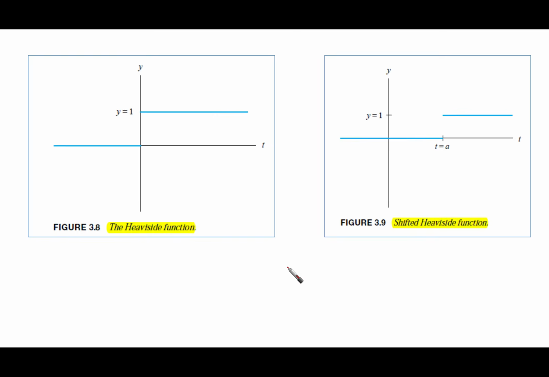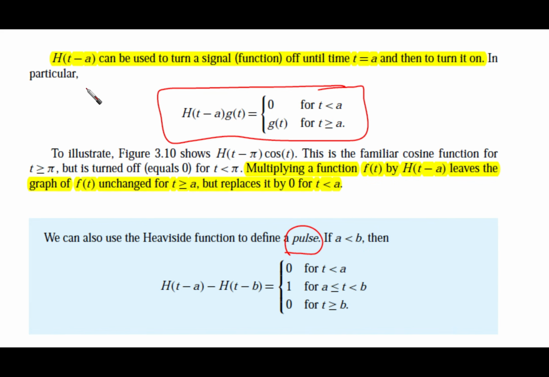Okay. So this is why h of t minus a can be used to turn a signal off until time a, and then to turn it on. This is very famous in electrical engineering, for those who are going to major in electrical engineering. In particular, if we have a function g of t and multiply it by h of t minus a, it is going to give us 0 for t less than a, and it's going to give us the function for t larger than a. So this is like, as I said, turning the function on or off.